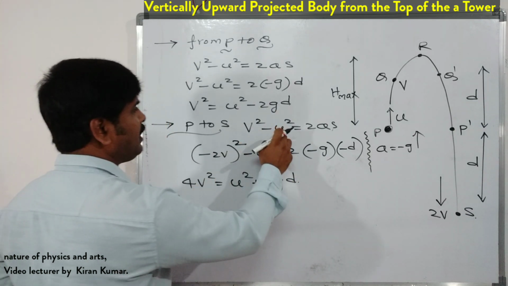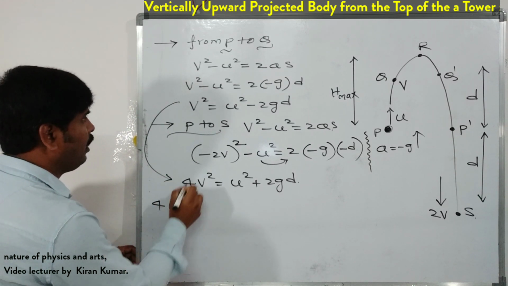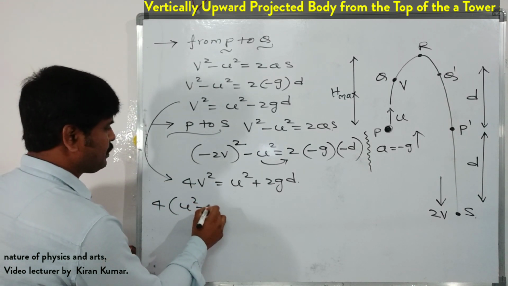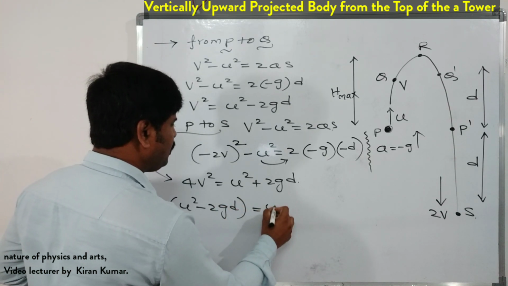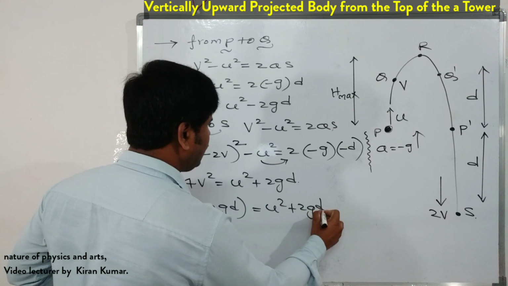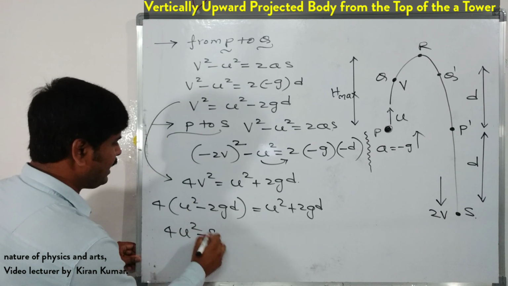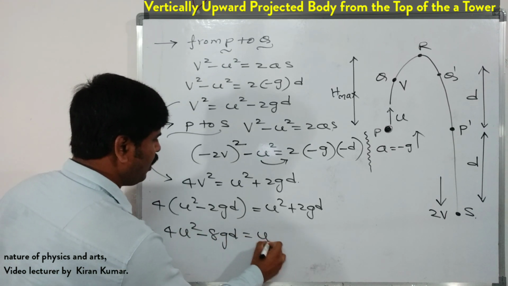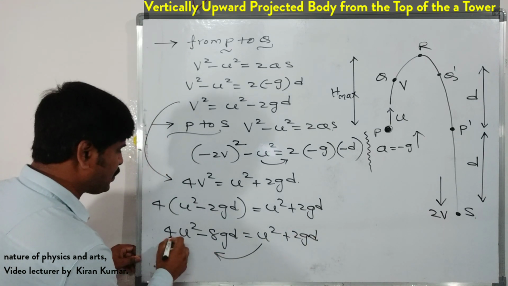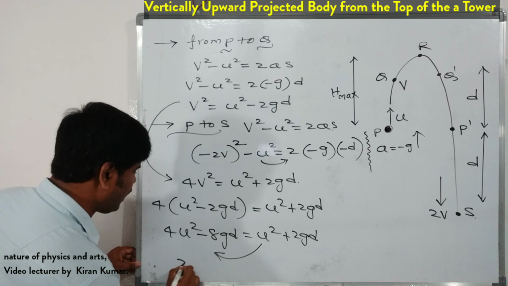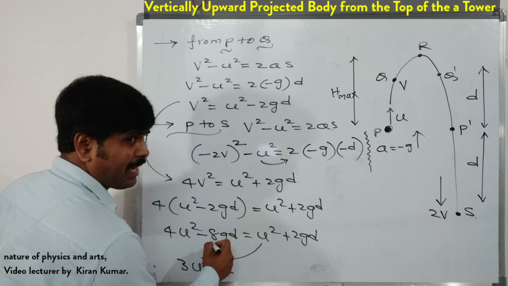So here the V value is replaced from this equation. Then 4U² − 8gd = U² + 2gd. Try to understand here: 4U² − 8gd is equal to U² + 2gd. Moving terms to this side, 4U² − U² is 3U², which is equal to 2gd + 8gd.